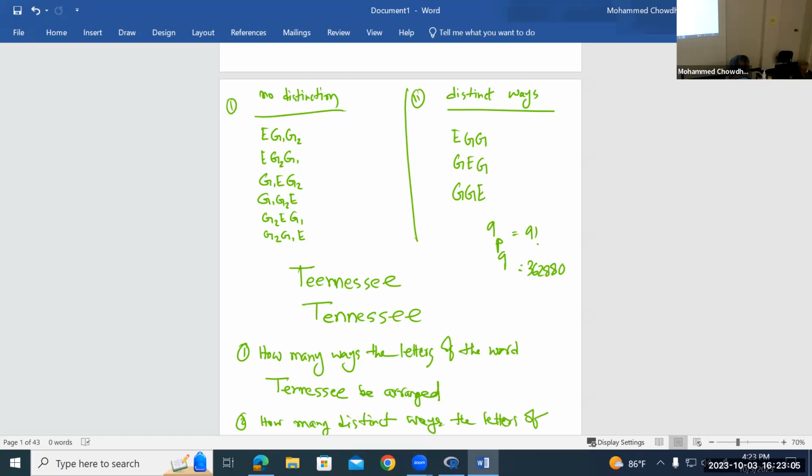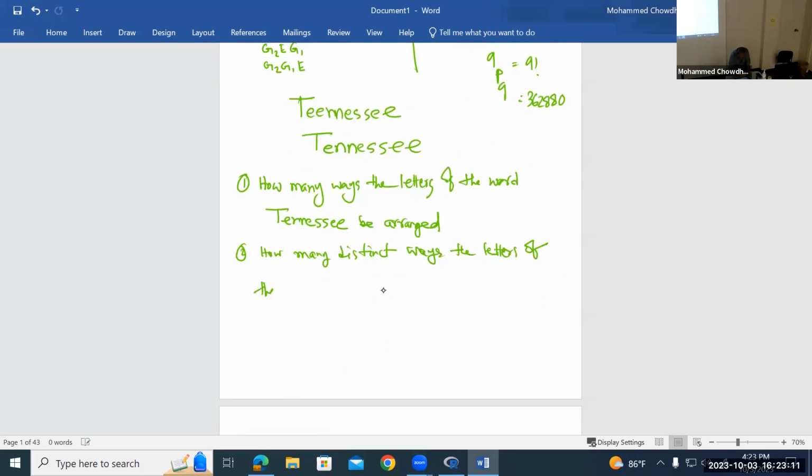The letters of the word Tennessee. Be clear, right? I have to convince you visually as well as psychologically by giving a small scale example, and if that small scale example is true, then we can apply the same rule to the large scale problem, right? Clear, right? Now take a look.